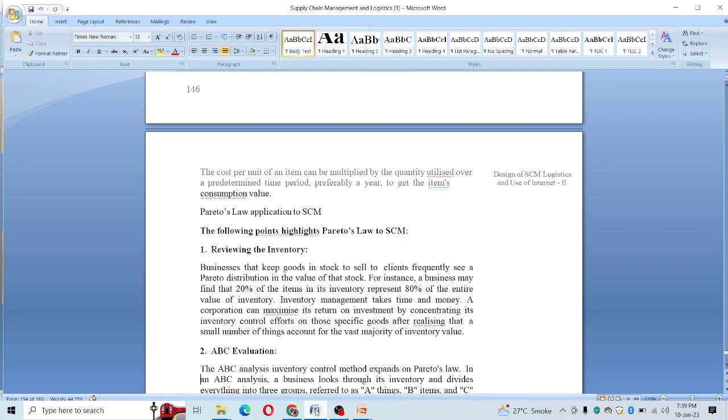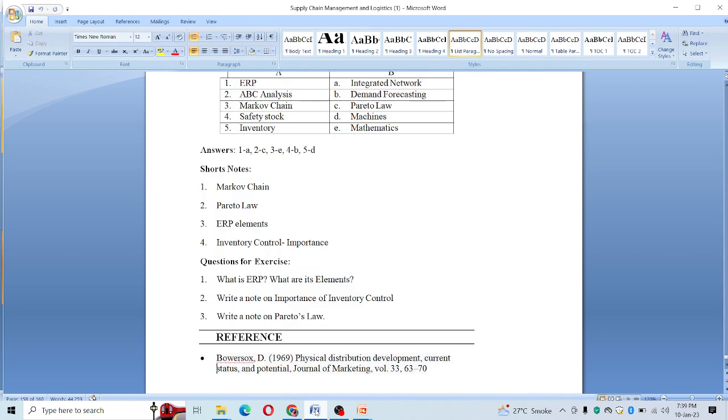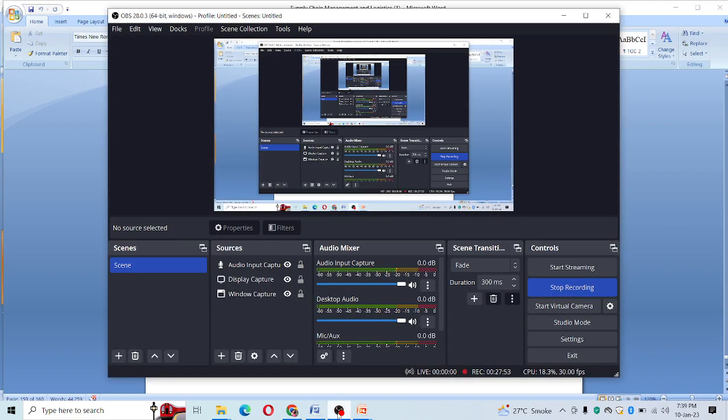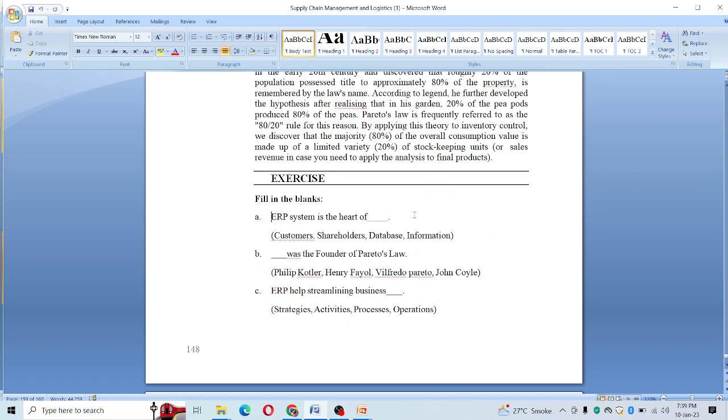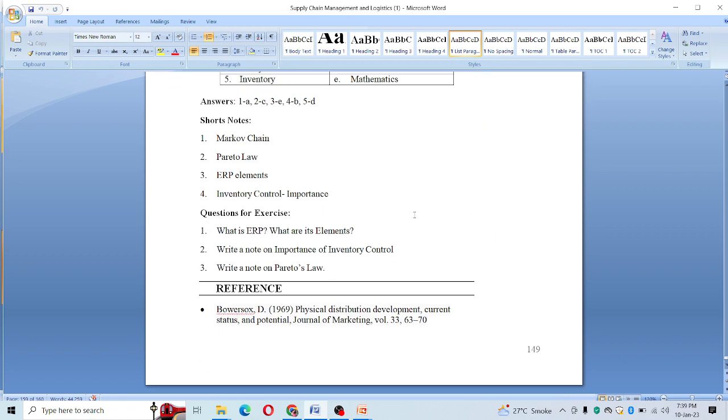The question expected in the examination: what is ERP, what are its elements? While considering the elements, we have to talk about the application system, the system integration, the software, and the supply chain integration management. Also, the short note will be on ERP elements.